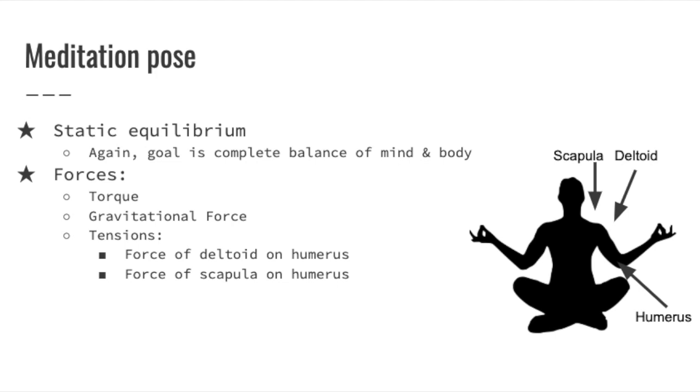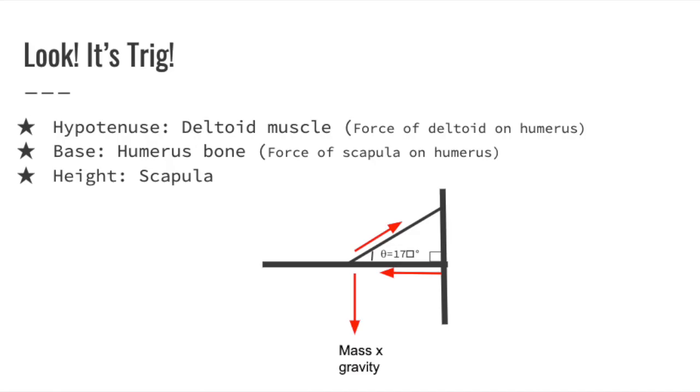The next pose we're going to look at is meditation pose. In meditation pose, we're again in static equilibrium, where the goal is complete balance of the mind and body, because this is yoga. The forces at work here are torque, gravitational force, and tensions. As you can see in the diagram of the yogi in meditation pose, the tension at work here is the force of the deltoid on the humerus and the force of the scapula on the humerus. At this point in the project, you're probably thinking, wow, this is a great physics and anatomy project, but where's the trig? But if we consider the musculoskeletal system of the upper arm as a right triangle, we use basic trig applications to show that this problem is in equilibrium. The F net of all four forces cancels each other out, showing that this is an equilibrium problem.